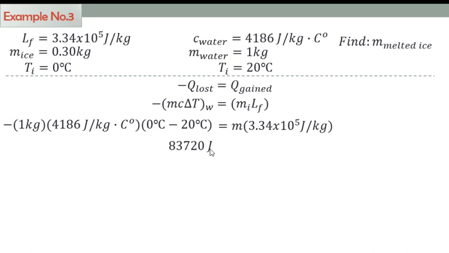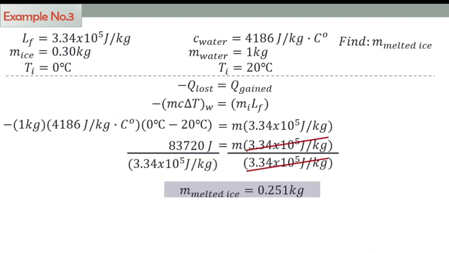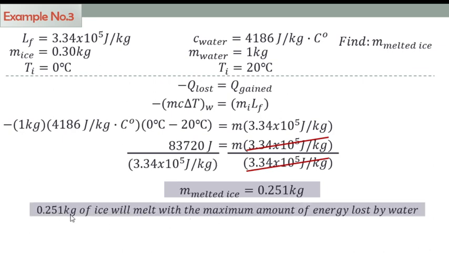83,720 joule is equal to the mass times 3.34 times 10 raised to 5 joule per kilogram. Since we're looking for the mass, and this m here is the mass of the ice that will melt, we will divide both sides by 3.34 times 10 raised to 5 joule per kilogram. And for that case, we can now compute for the value of m, which is the mass of our melted ice, as 0.251 kilogram. So 0.251 kilogram of ice will melt with the maximum amount of energy lost by water.